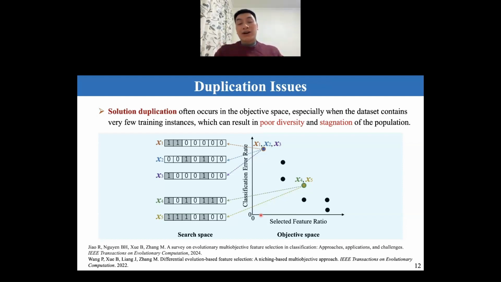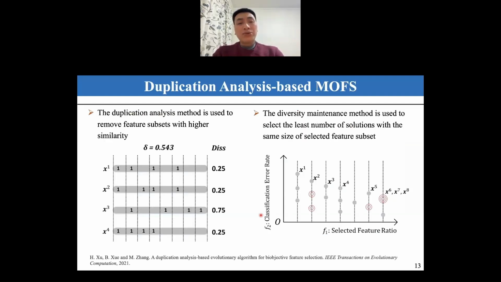So how can we handle this problem? How can we increase the diversity of our population in the objective space? One way to do that is to use a duplication analysis based method. The idea here is, instead of looking at the objective space, which is the number of features and the error rate, we are going to look at the feature space. We would like to compare the solutions not only on the number of features, but also on which features are selected, and we compute the distance between feature subsets based on Manhattan distance, right?